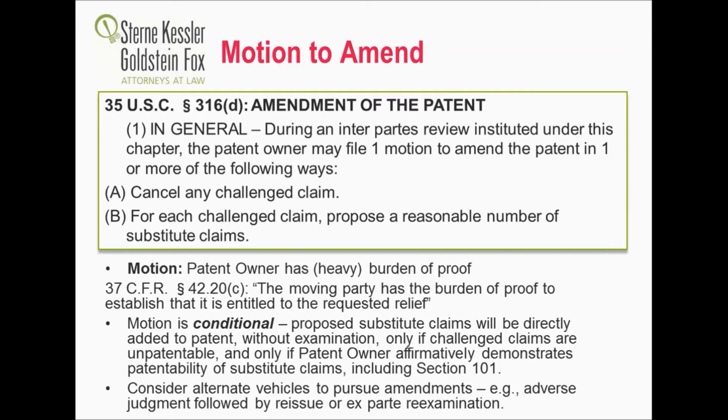Motions to cancel claims are granted. If you as a patent owner want to cancel a claim, the board is not going to deny that requested relief. And one motion to amend with substitute claims has been granted to date. The United States was a party to that case, and it was an unopposed motion to amend. But to date, that is the only motion to amend that has been granted by the board.